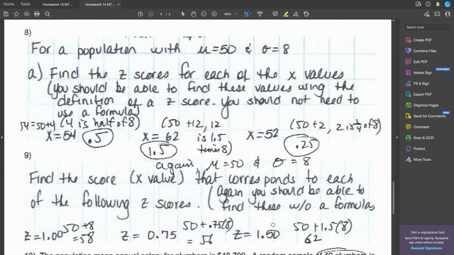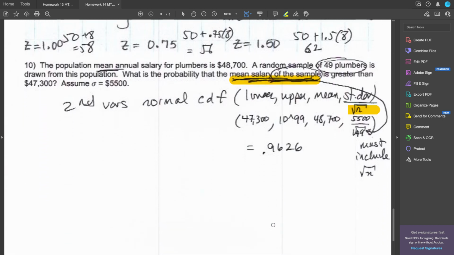And then we get to the last one I wanted to look at here, number 10. This one has to do with the mean salary. And everything is done the same with the mean salary, except it's the mean salary of the sample. Of the sample is very important here. The thing that's really important is that you include the square root of n over here. So it's still lower, upper, mean, standard deviation, but you've got to divide that by the square root of the sample size, which is 49 plumbers.